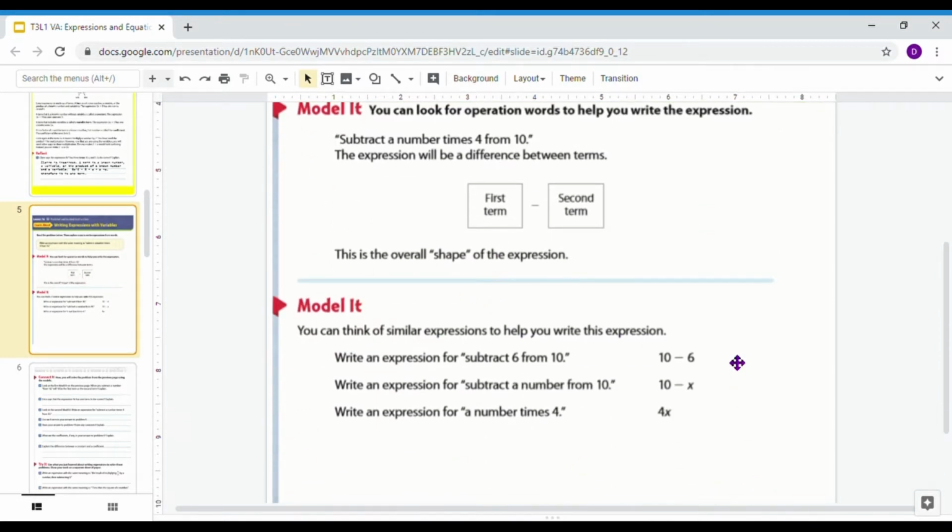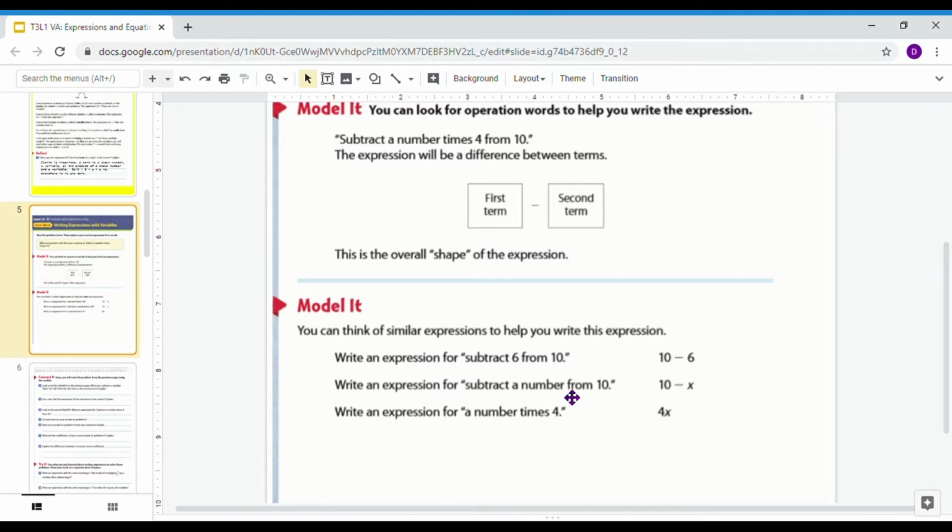The second step was thinking of expressions to help you, similar expressions to help you write it. So this first expression says write an expression for subtract 6 from 10. What is so important, especially in subtraction problems, is that whenever we're subtracting, the order matters. But when we're reading problems, it's especially important to focus in on what the order is. And I know that they go into that in the video that I linked in the beginning.